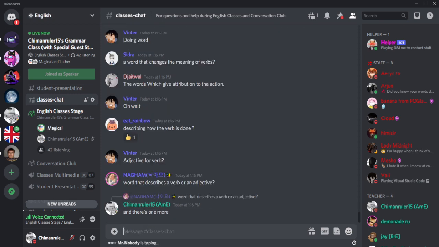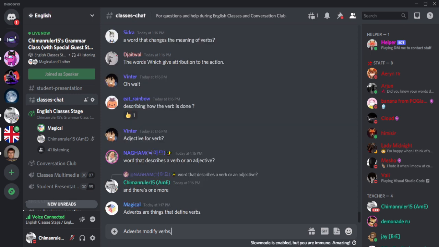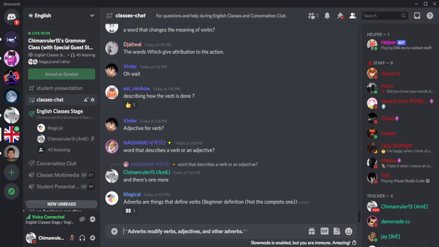Adverbs are things that describe verbs. For now, the full definition would be something else that we will talk about later. But for now, let's just go with verbs. Adverbs are things that define verbs. Beginner definition. So let's see if anyone can come up with an example, if you can.